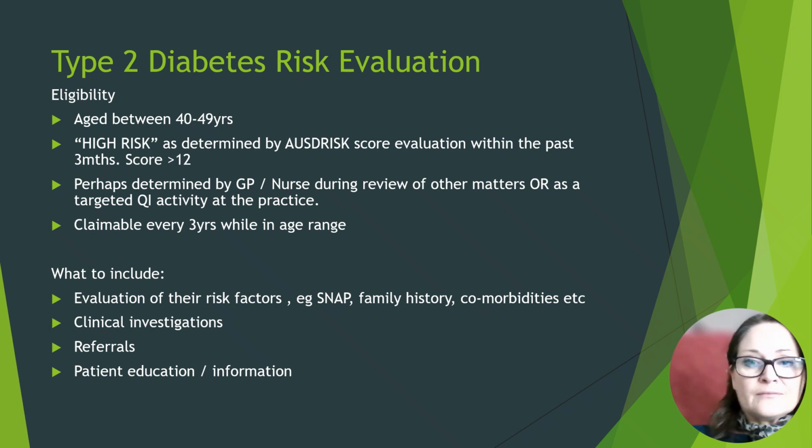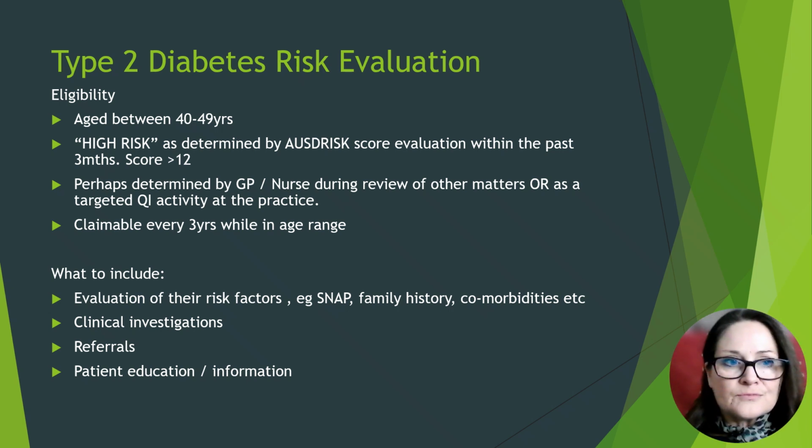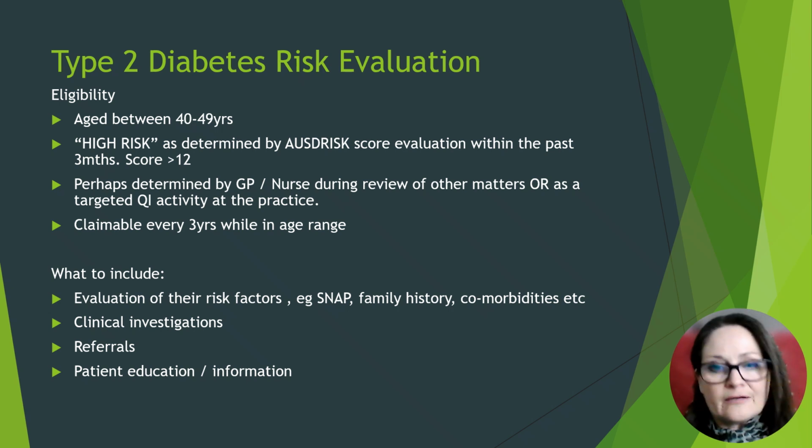So one way or another, we're going to do this AUSDRISK assessment, figure out what someone's score is, and if it's high, then we're going to go ahead and do this assessment. It is claimable every 3 years, as long as they are remaining in that 40 to 49 year age bracket. If they turn 50, they can't have that assessment done again.